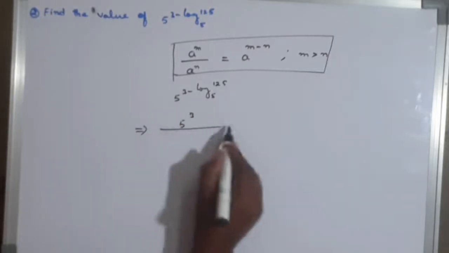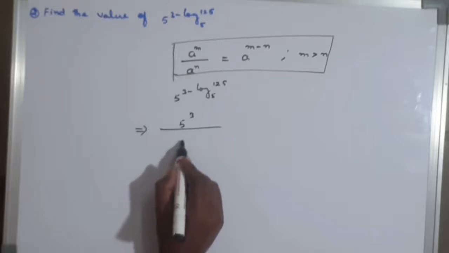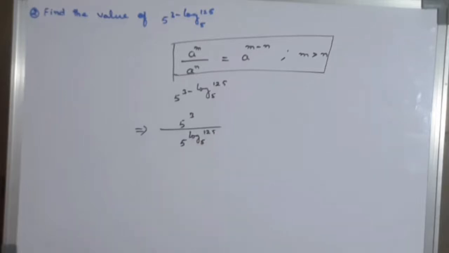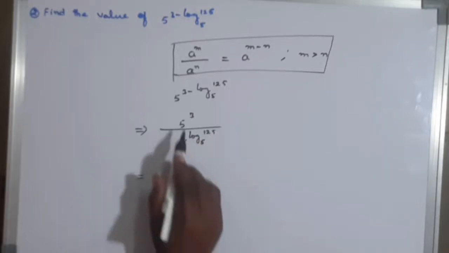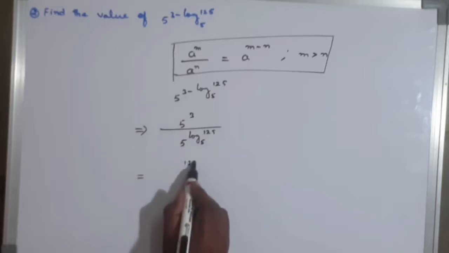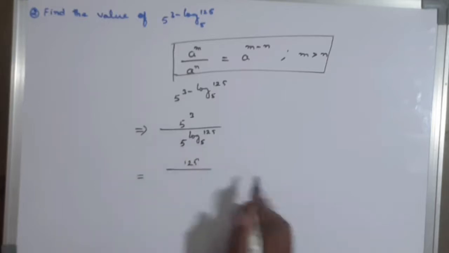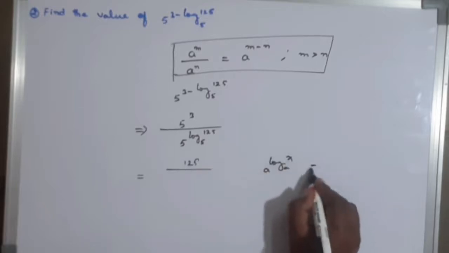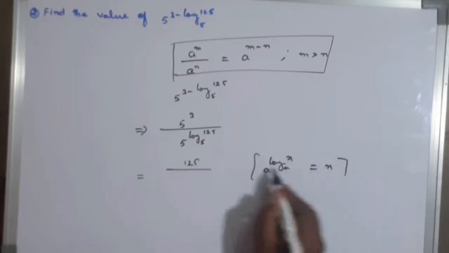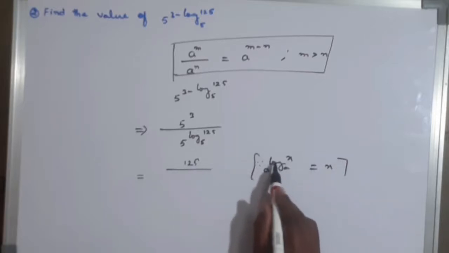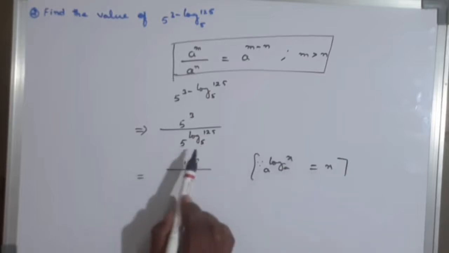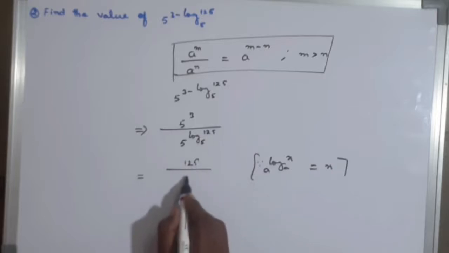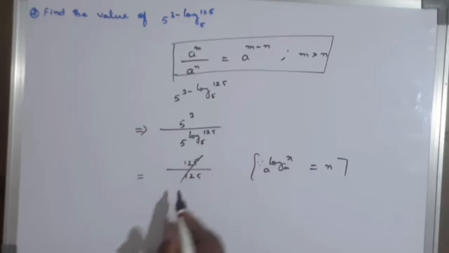5 cube is divided by 5 to the power of log base 5 to 125, where 5 cube is 125. It is like a to the power of log base a to x equals x itself, by the formula a to the power of log base a to x equals x. Similarly, 5 to the power of log base 5 to 125, what is the answer? 125. Both will get cancelled. The answer is 1.